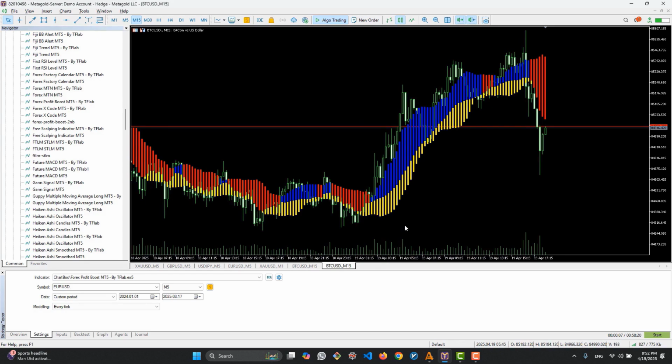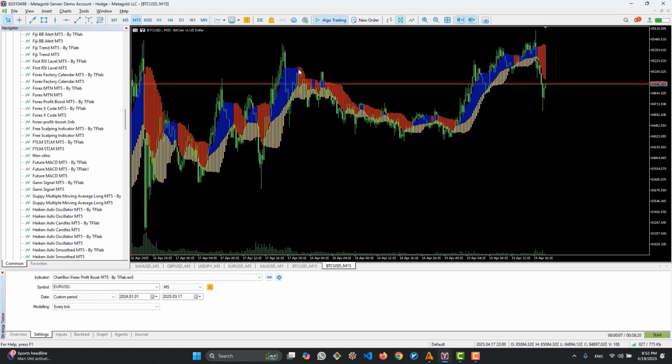Similarly, when the color changes from blue to red, like here, we can enter a sell trade and set our stop loss above the most recent swings.